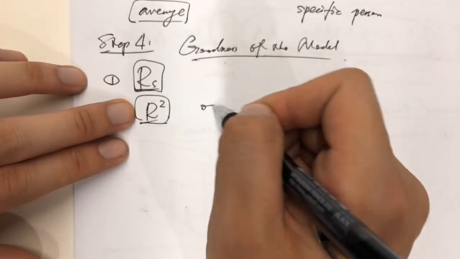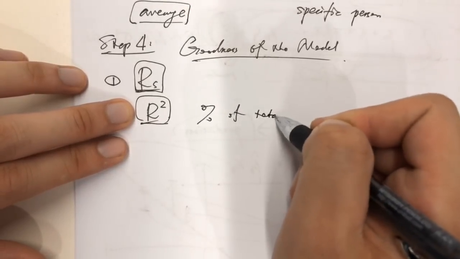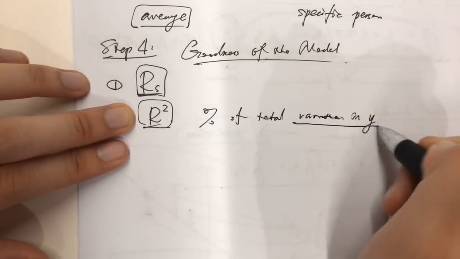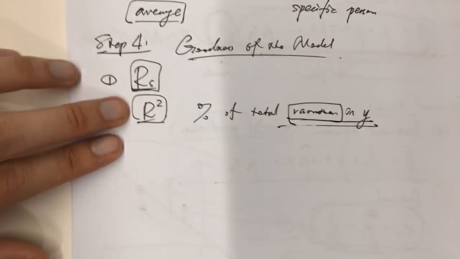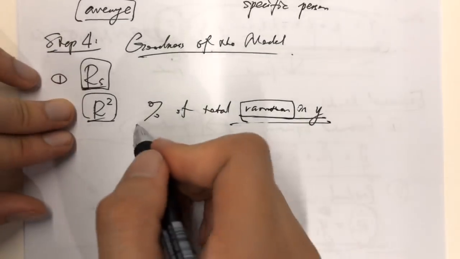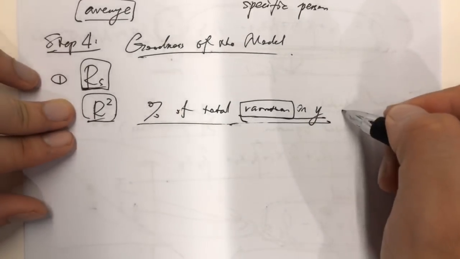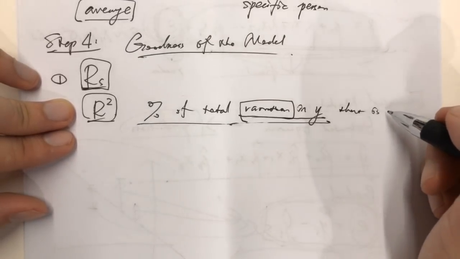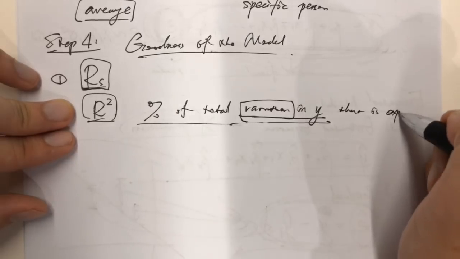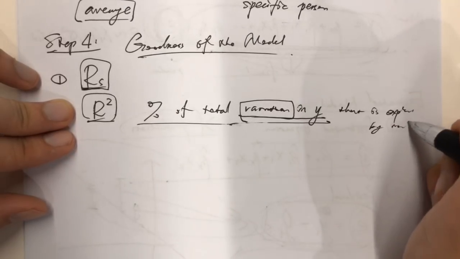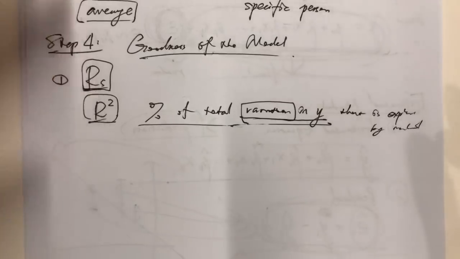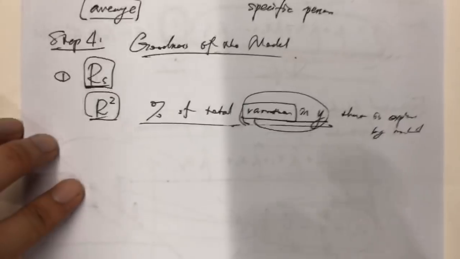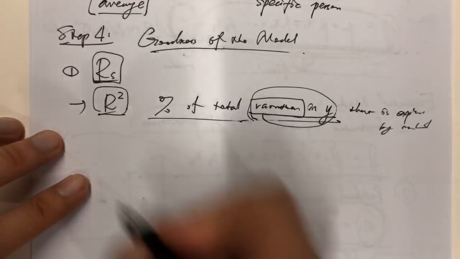So R square is the percentage of total variation in Y. Okay, so the variation in Y is very important. Percentage of total variation in Y that is explained by the model, all the independent variables, all the explanatory variables. But the key thing is the variation in Y, okay? So the first thing we need to know is the R square.